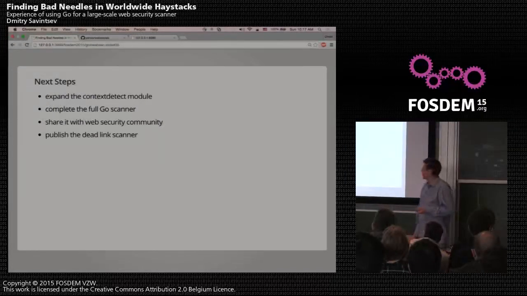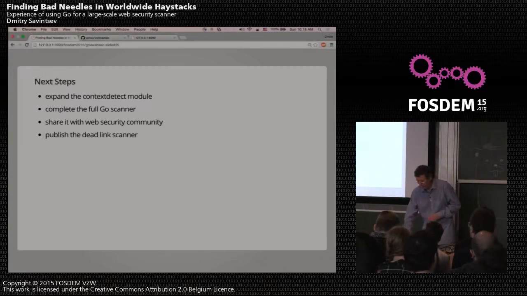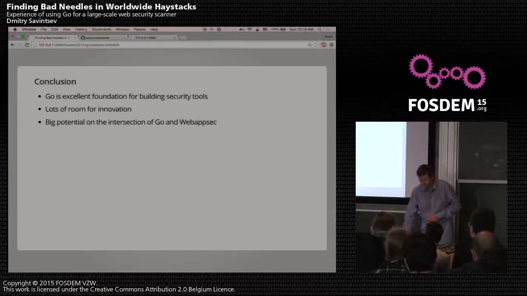So the next steps: expand the context detector and convert it also to the full Go scanner. Currently, it has some legacy pieces that interact with Go. We also want to share it with the web security community to promote Go among security people, and I hope to publish the deadlink scanner.